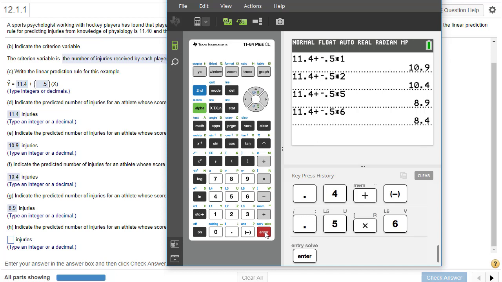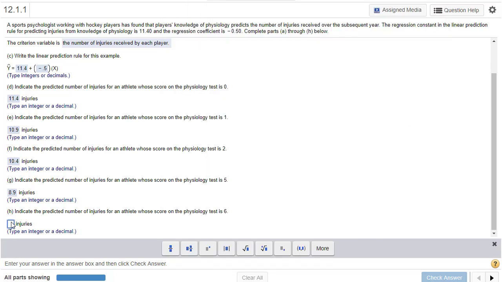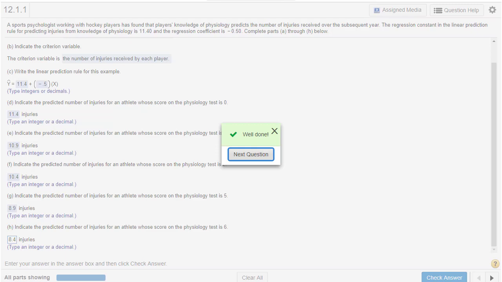If you've got 7 injuries, what would your predicted score be on the test? We officially can't do that. We can't go the other direction, but sometimes textbooky type problems will actually ask that. So was that 8.4? 8.4. Or we could have just subtracted 0.5 from 8.9. That may have been how they wanted you to think about that. Okay, so I hope that helps.